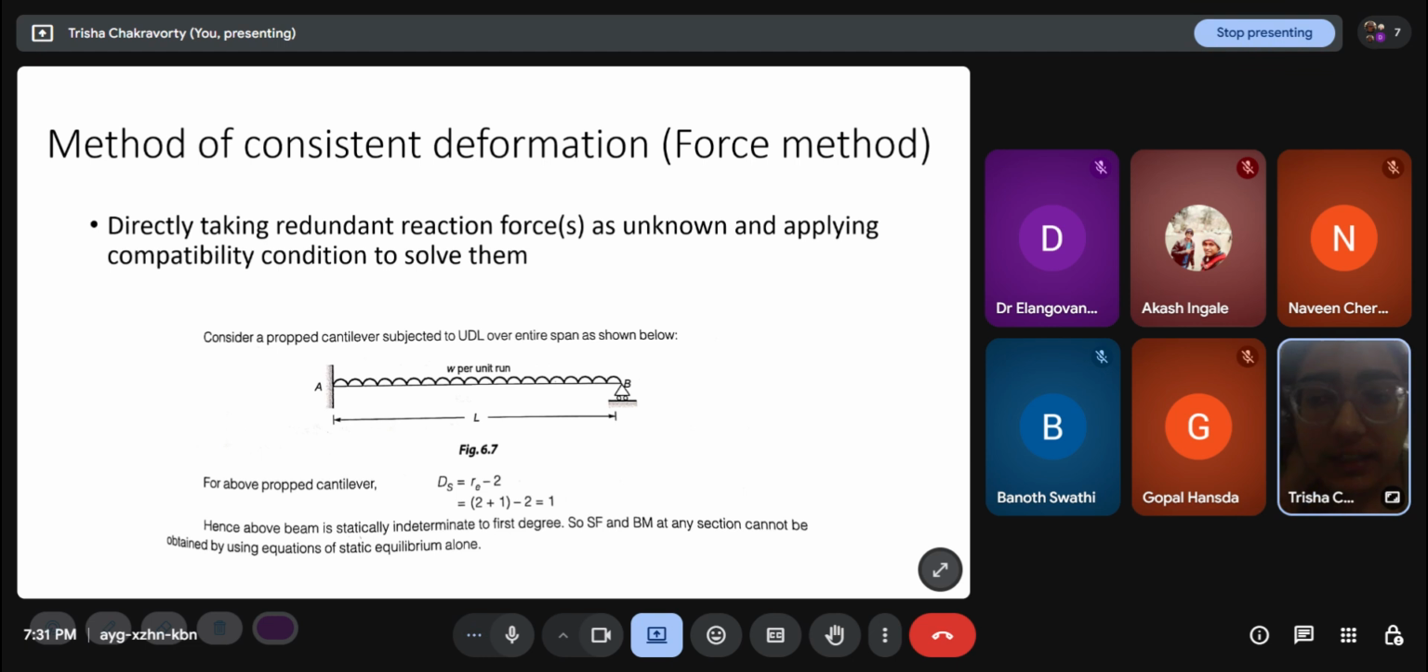Okay. Now, directly taking redundant reaction forces as unknown and applying compatibility condition to solve them. That is the basic concept. Consider a propped cantilever subjected to UDL over entire span as shown here. So A is the fixed end, B is the propped end like the roller, and there is a w per unit length UDL applied. For the propped cantilever, the degree of static indeterminacy is number of reactions minus 2.